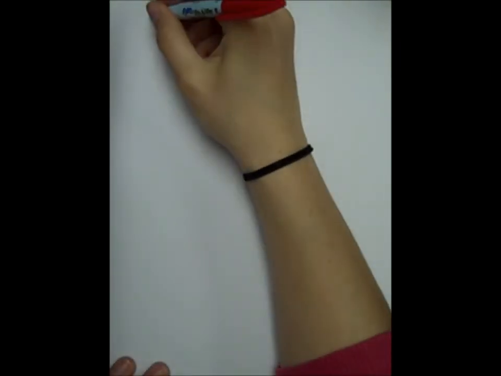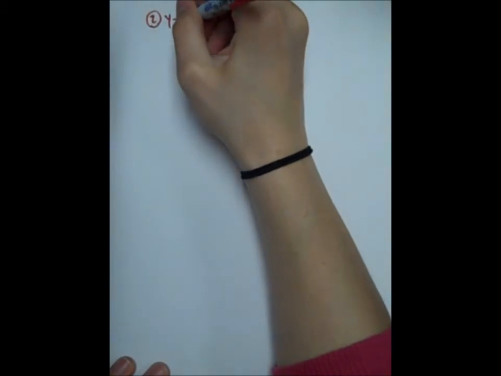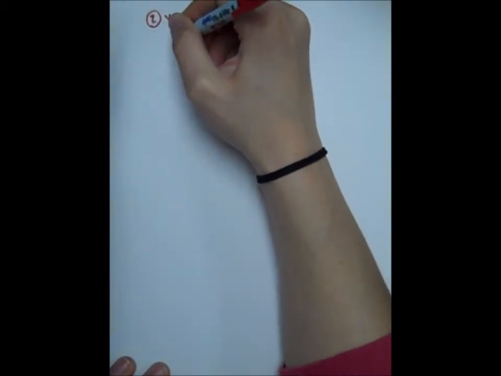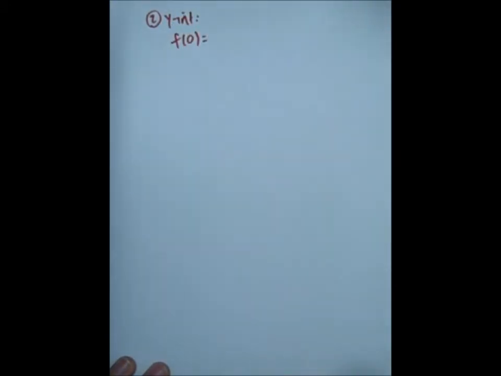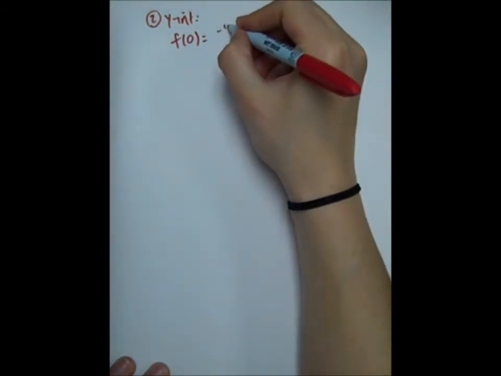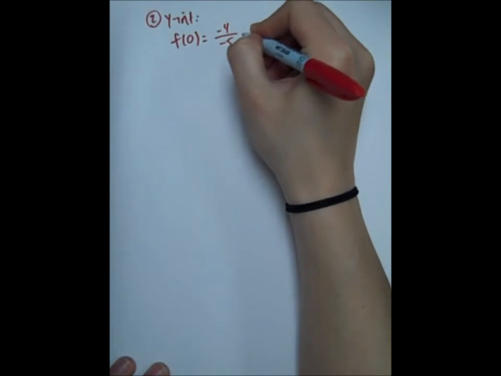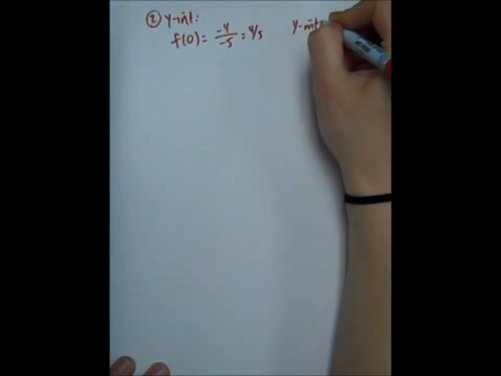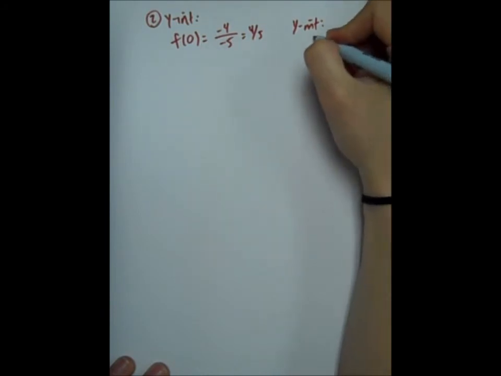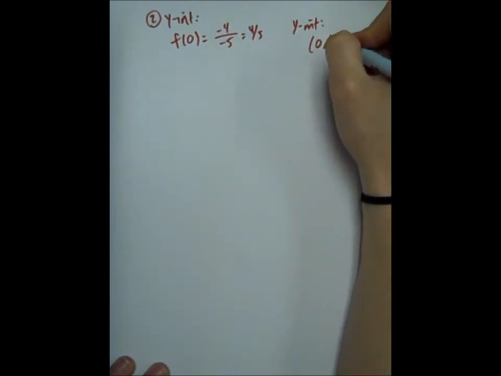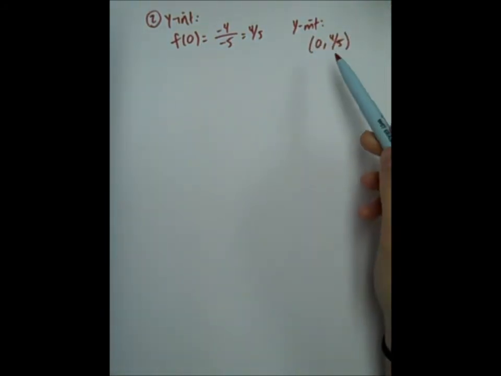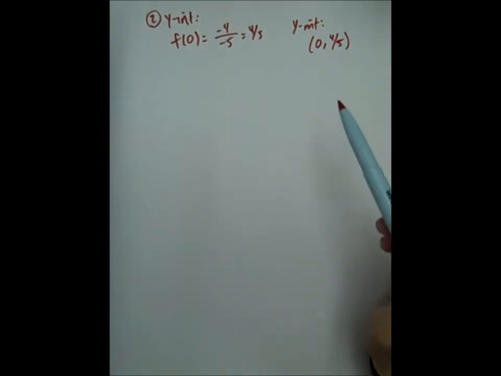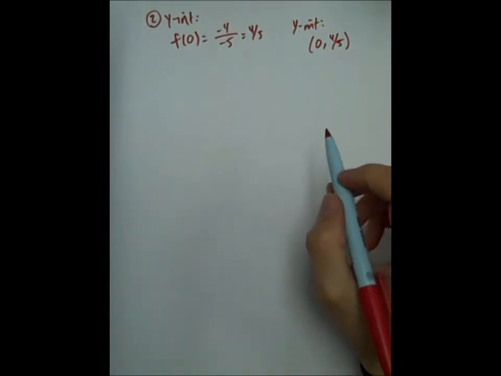Okay, next was my y-intercept. So for the y-intercept, I look at f of 0. So if I plug in 0, I'll get (2 times 0 minus 4) over (0 minus 5), which is 4/5. So my y-intercept is going to be (0, 4/5). The x value is always 0 at your y-intercept.